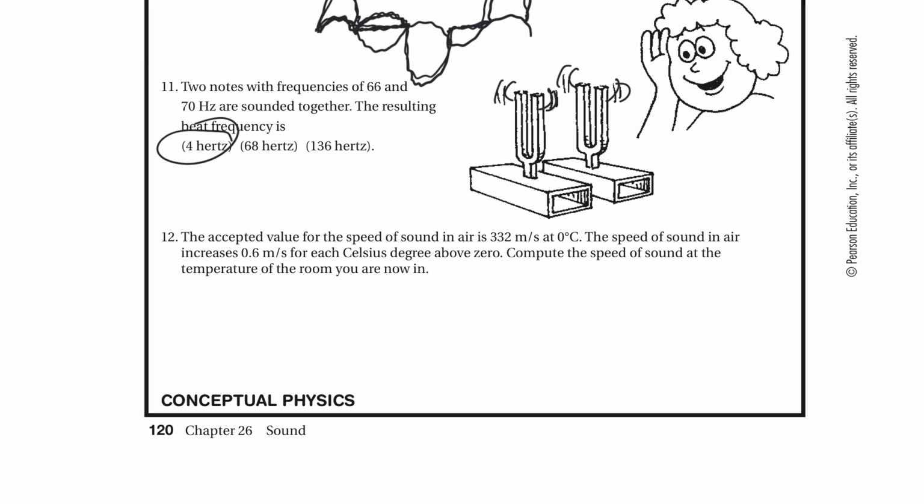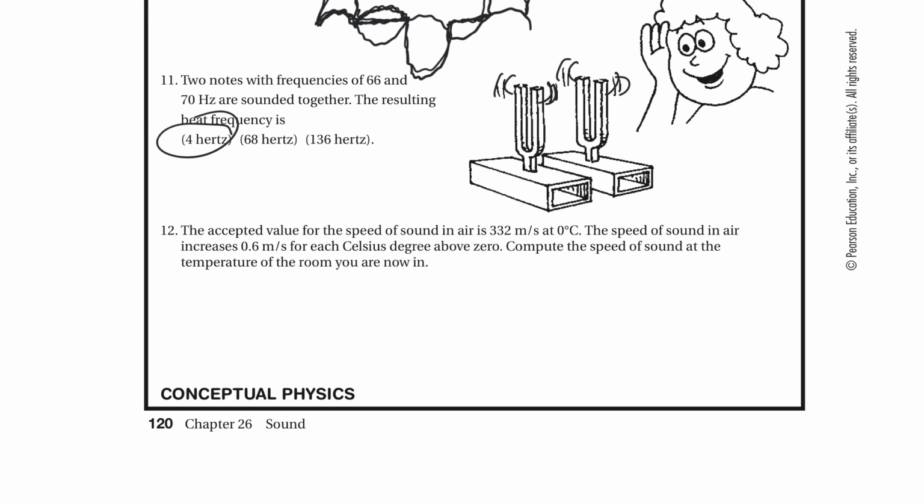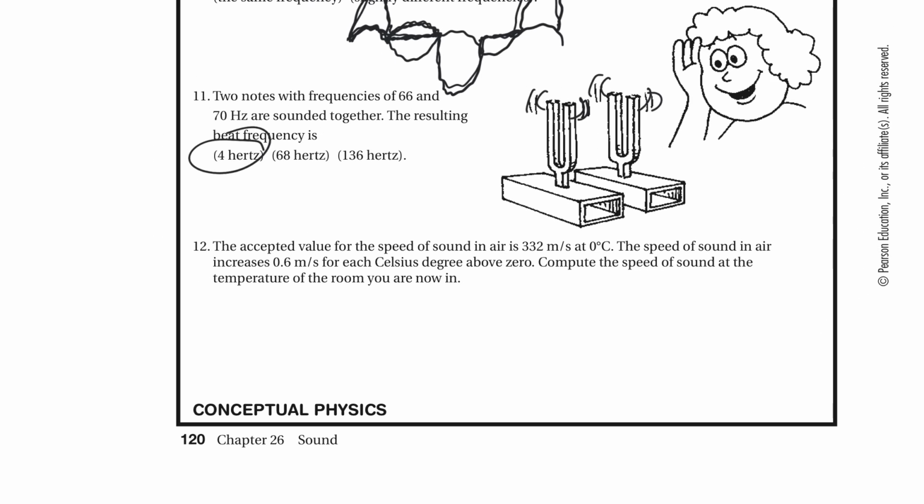Last question. The accepted value for the speed of sound in air is 332 meters per second at 0 Celsius, at freezing. The speed of sound in air increases 0.6 meters per second for every Celsius above 0. So warm air is easier for sound to travel through because it's denser. Just like it was denser in steel, it's going to be denser in warm air. Compute the speed of sound at the temperature of the room you are in.